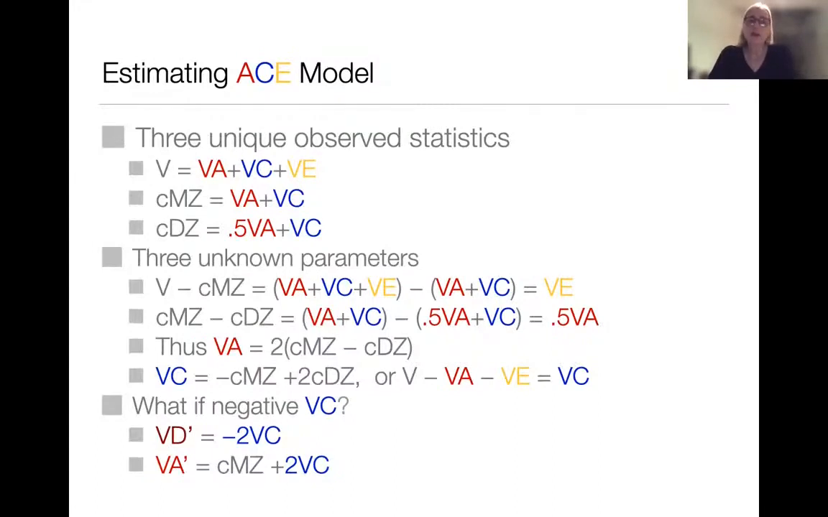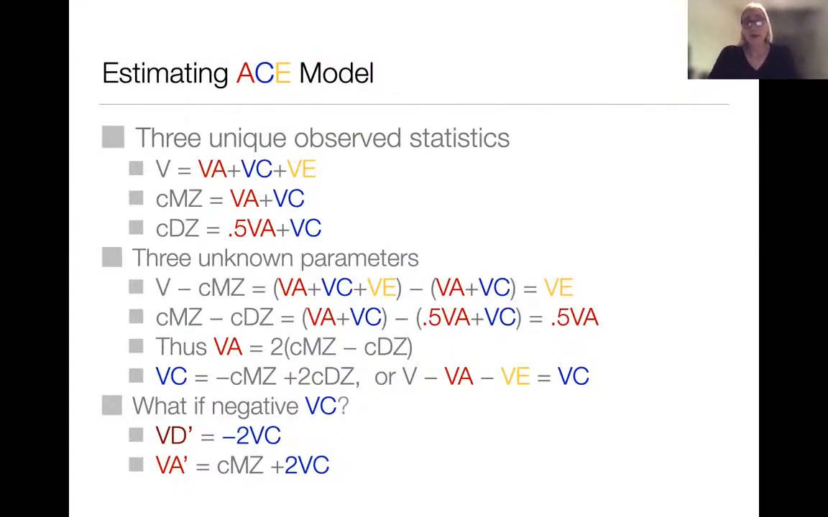We can further take the difference between the MZ and the DZ covariance, which gives us a half VA. So if we double that difference between the MZ and the DZ covariance, that gives us the estimate of VA. So once we have VA and VE, we can of course work out VC by subtraction from the total variance, or alternatively, we can calculate VC as minus the covariance of MZs plus 2 times the covariance of DZs. And you can, I think, figure out using some basic math how that is obtained.